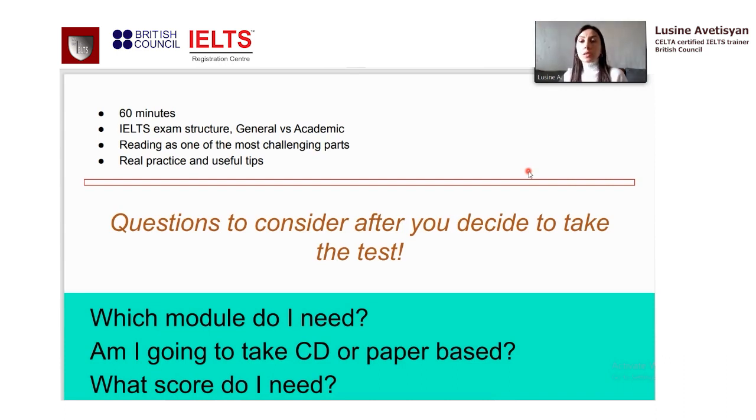Another common question is, am I going to take the computer-delivered or paper-based test? And my answer is always the same. If you are quick with your fingers and if you're a good typer, then it goes without saying that computer-delivered is the best option for you because you will save time for the reading and writing parts. And what's more, you will receive your results sooner than if you take the paper-based test.